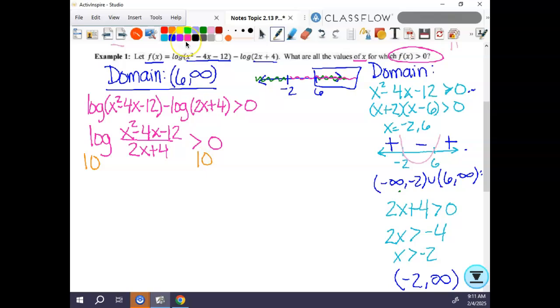So over here, 10 to the log base 10 power of this, essentially those go away, and I am left with x squared minus 4x minus 12 over 2x plus 4. Everybody okay with that? Is greater than, what is 10 to the 0 power? 1. Okay.